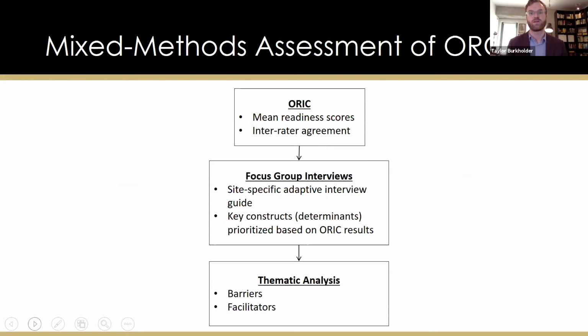And with that data, we'll then be able to conduct focus groups. And for those focus groups, we'll have an adaptive focus group interview guide that will help us target those constructs that showed the least readiness or the most disagreement on the ORIC survey instrument. Once we have that information transcribed and coded, we'll be able to analyze for themes that help us identify the barriers and facilitators to implementation, which we hope to rapidly feed back into our implementation process even before it begins to make adjustments as the triage tool is rolled out, and hopefully again when it is all disseminated.